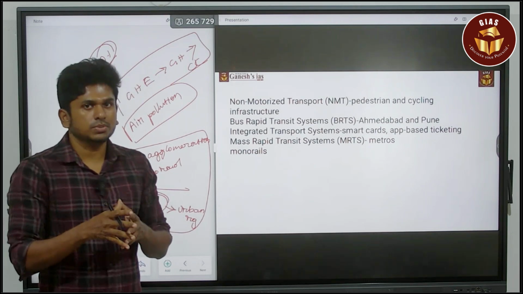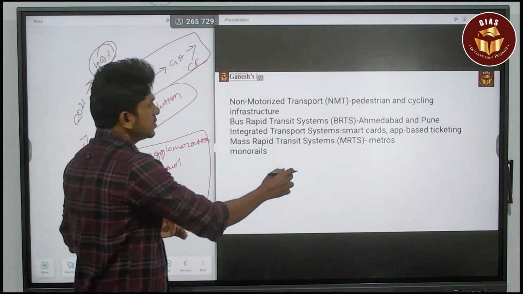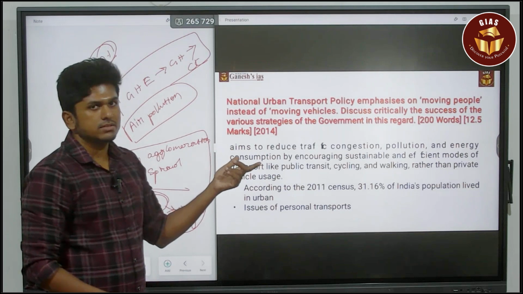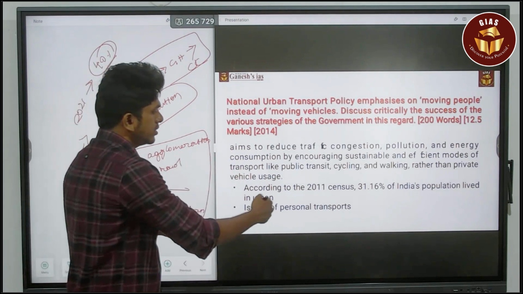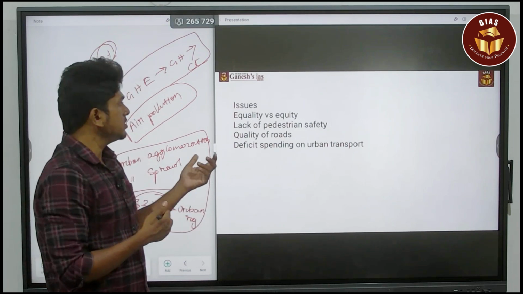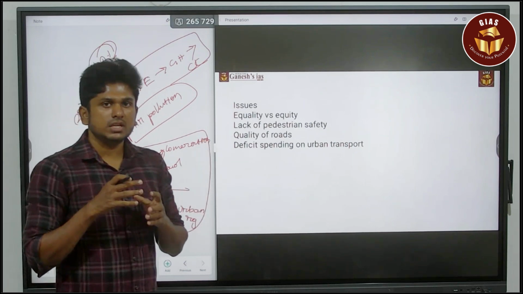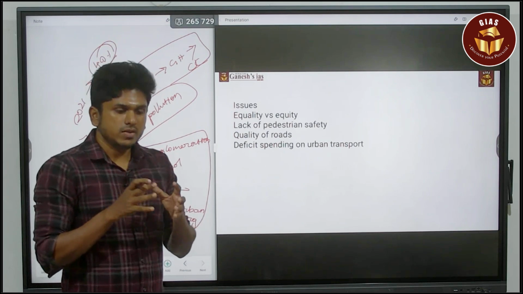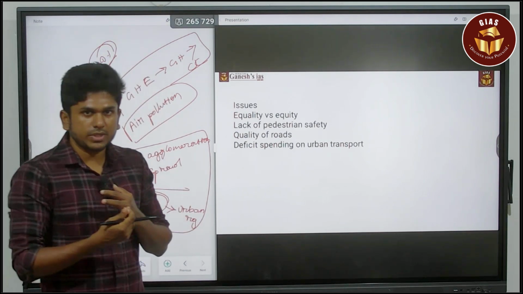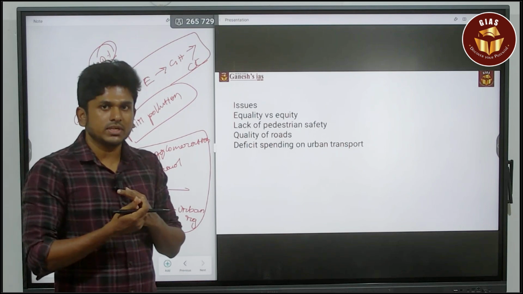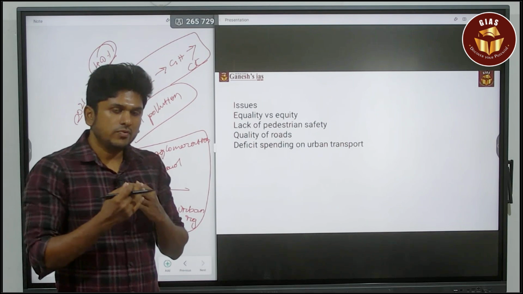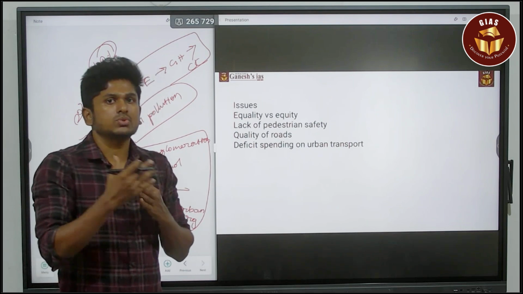So the idea is so simple, but the question is about critically discussing the success of these various strategies. So you have to speak about the issues or challenges related to this. The major issue is equality versus equity. Even though you are providing metro services, a bus rapid system or a monorail facility, whether it is friendly for every population that belongs to that region.